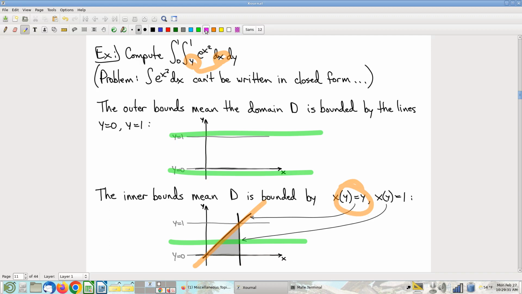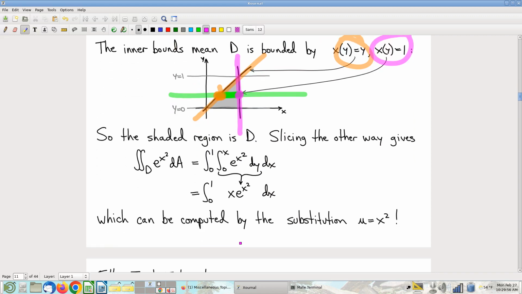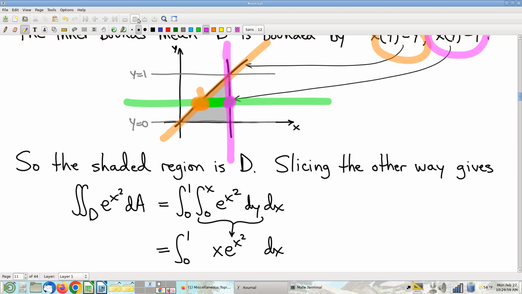Likewise, this upper bound where x is equal to 1 must have come from the curve x equals 1. So on any given y slice, x goes from this orange point to this purple point. And at this point, it starts to take shape. We can see what our domain actually looks like here. The thing that we sliced up in this way to get the iterated integral above must have been this triangle.